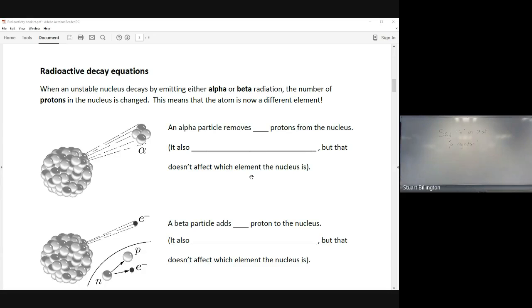Hello, Harley, you've turned up. That's good. So scribble it down. An alpha particle removes 2 protons from the nucleus. It also removes 2 neutrons, but we're not very interested in that.